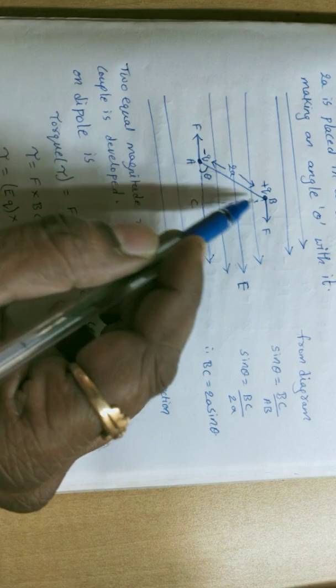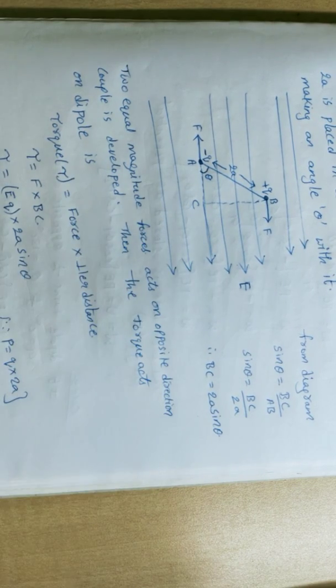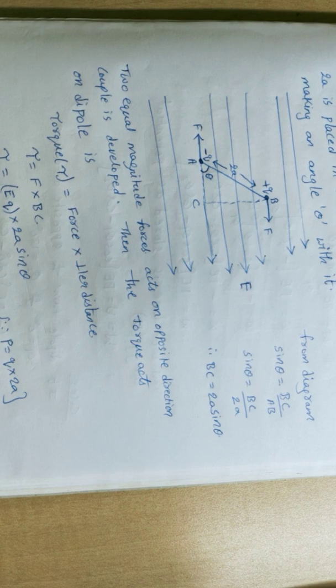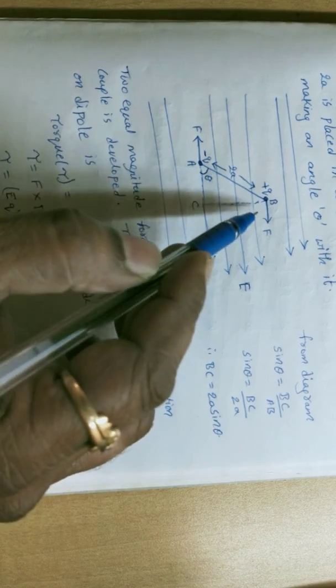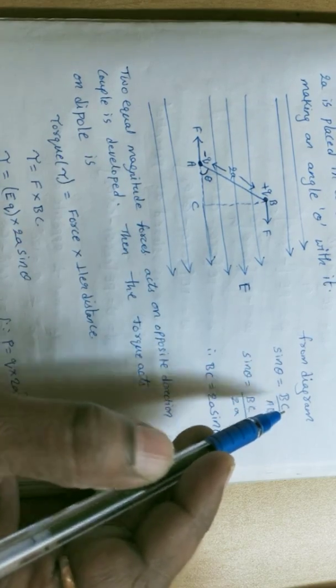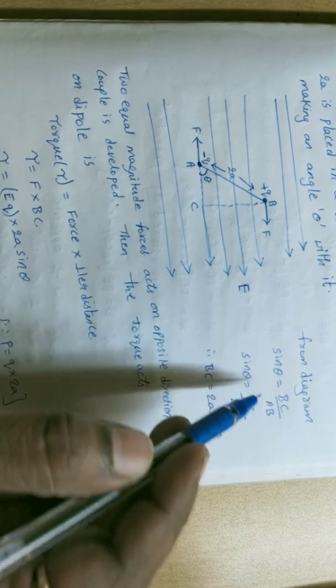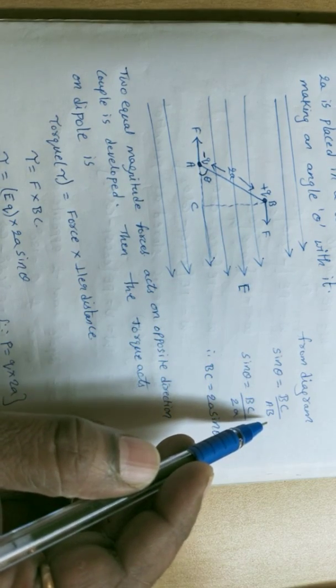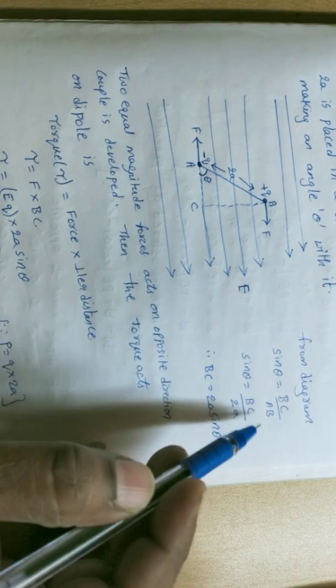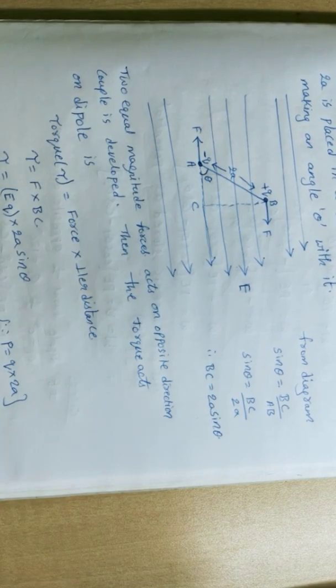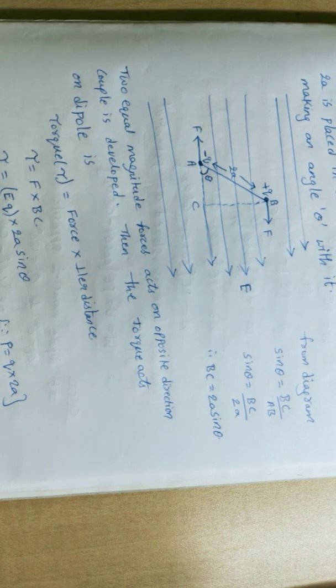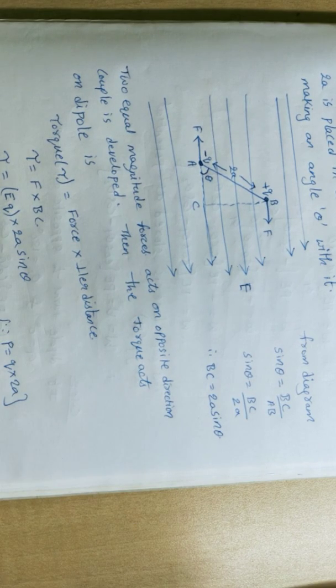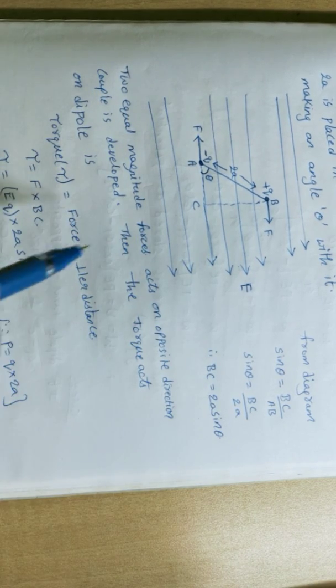See here, this is the given diagram. ABC is observed as a right angle triangle. In that right angle triangle, sine theta is equal to the opposite side, that is BC, over the hypotenuse, AB. So sine theta is BC by AB. Here AB is nothing but the length of the electric dipole, that is 2a. So finally we find BC is equal to 2a sine theta. That acts as the perpendicular distance to each force in the given diagram.